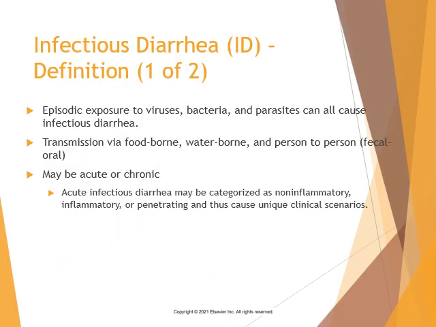Next up is infectious diarrhea. With infectious diarrhea, it's because of an exposure to viruses, bacteria, parasites. Any of those can cause infectious diarrhea. It can be foodborne, waterborne. It can be passed person to person, fecal oral route. It can be an acute episode. It could be chronic. An acute infectious diarrhea may be categorized as non-inflammatory, inflammatory, or what they call penetrating. So you can get some different unique clinical presentations and scenarios.